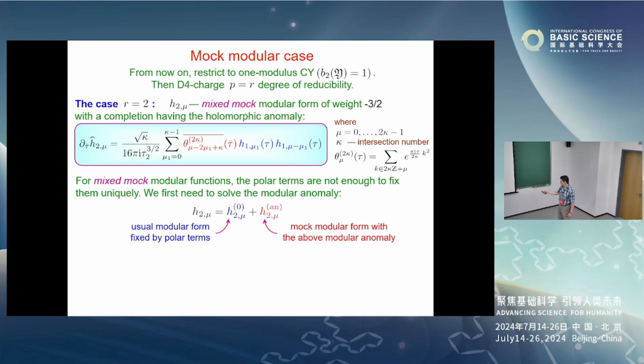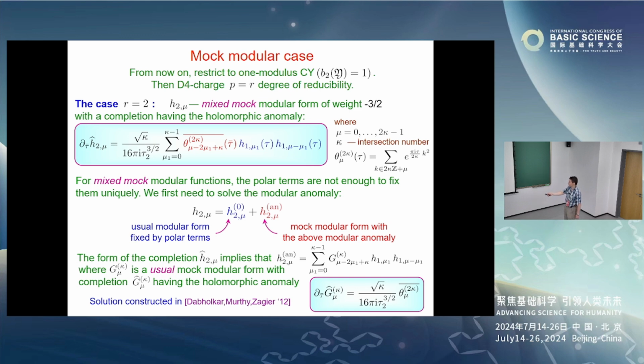And the first step in this case is very easy, because if you look at this equation, it's immediate to guess the ansatz which you should use to find this anomalous piece. So it's just this one, where some new function capital G appears, but it's easy to see that it follows from this equation that capital G should be already a usual mock modular form with completion satisfying an even simpler anomaly equation. So it's just, you see, proportional to this theta series. And in fact, precisely the same problem was considered in the famous paper by Dabholkar, Murthy, and Zagier, where they considered black holes in N=4 supergravity. So we can just borrow the solution. There is nothing to do.